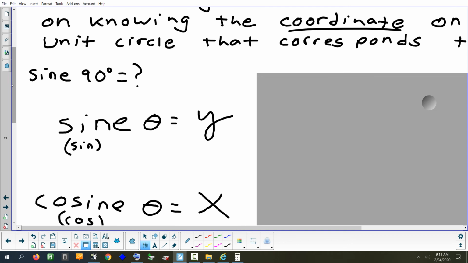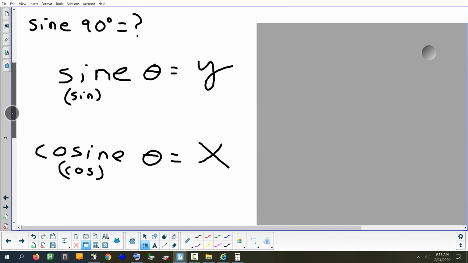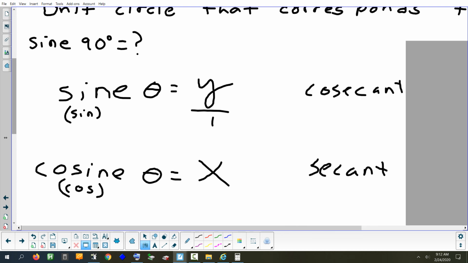Now, the only one that I wrote so far technically as a fraction was tangent, y over x. But if I wanted, I could make each one of these fractions by putting them over what number at the bottom? What number? 1. I don't really want to write that. Just you could pretend like it's over 1. But I'm doing that for a second because I want to show you something on the right. So the next trig function is cosecant.